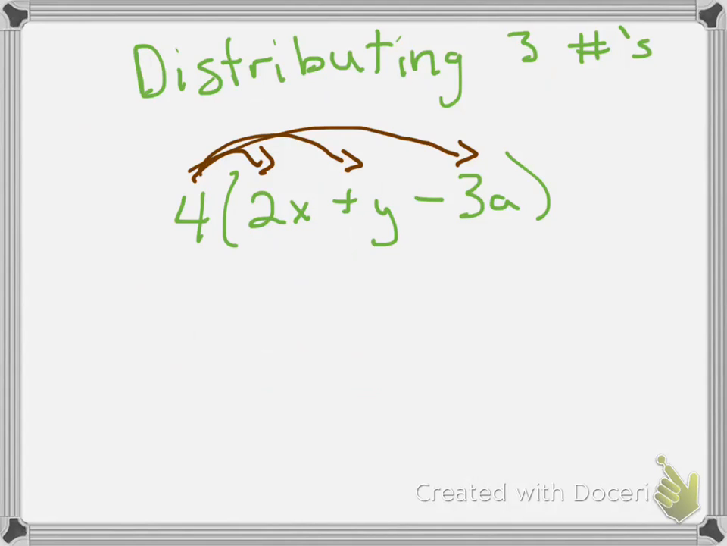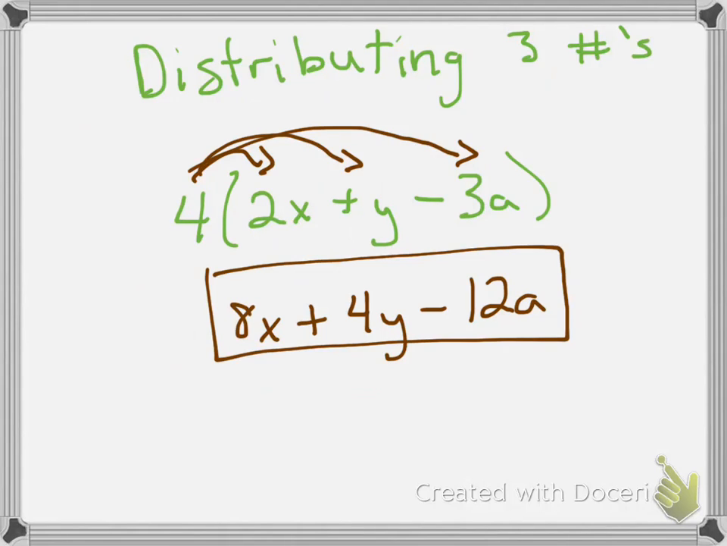So now if I multiply 4 times 2x, that's going to give me an 8x. And then I'm going to take 4 times the y, and that's going to give me 4y. And then my minus sign is going to carry down, so I'm going to have 4 times 3a, which is going to give me 12a. And that is your final answer.